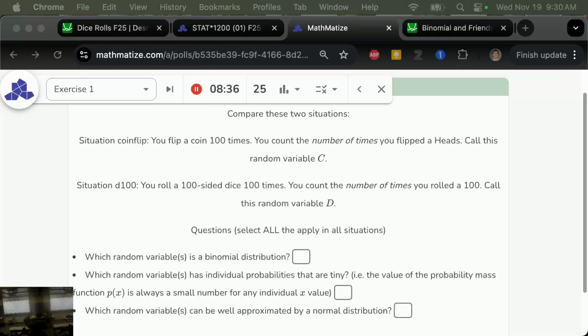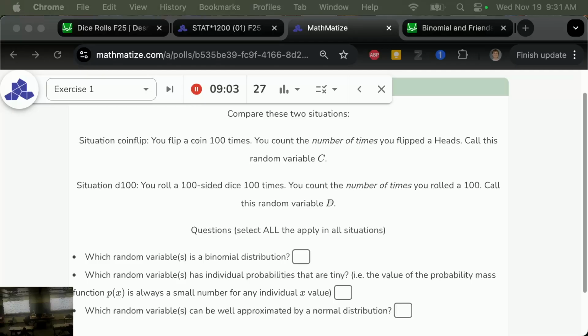So these are two random variables. I call one of them C for coins, D for dice. And we want to compare and contrast these things. In what ways are these things the same? And in what ways are they kind of different? And I have three multiple choice questions here where you choose either C or D or both: which one's a binomial, which one has really small probabilities, and which one can be approximated by the normal, which is what we were talking about last class.